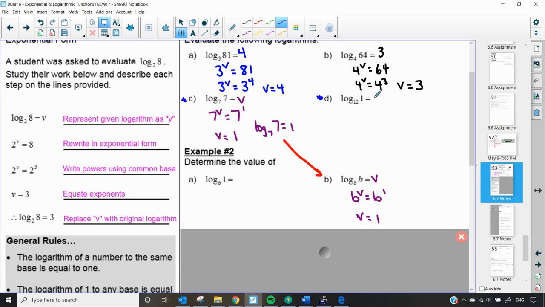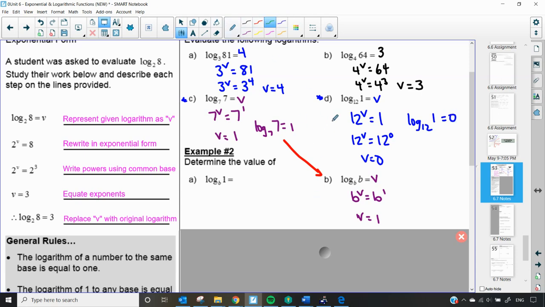Taking a look at our next example here, we have log base 12 of 1. Rewriting that, we have 12 to the v equals 1. Well, writing 1 as base 12 means that we have to write that as 12 to the 0, because any base to the power of 0 is 1. So v equals 0. So log base 12 of 1 is 0.